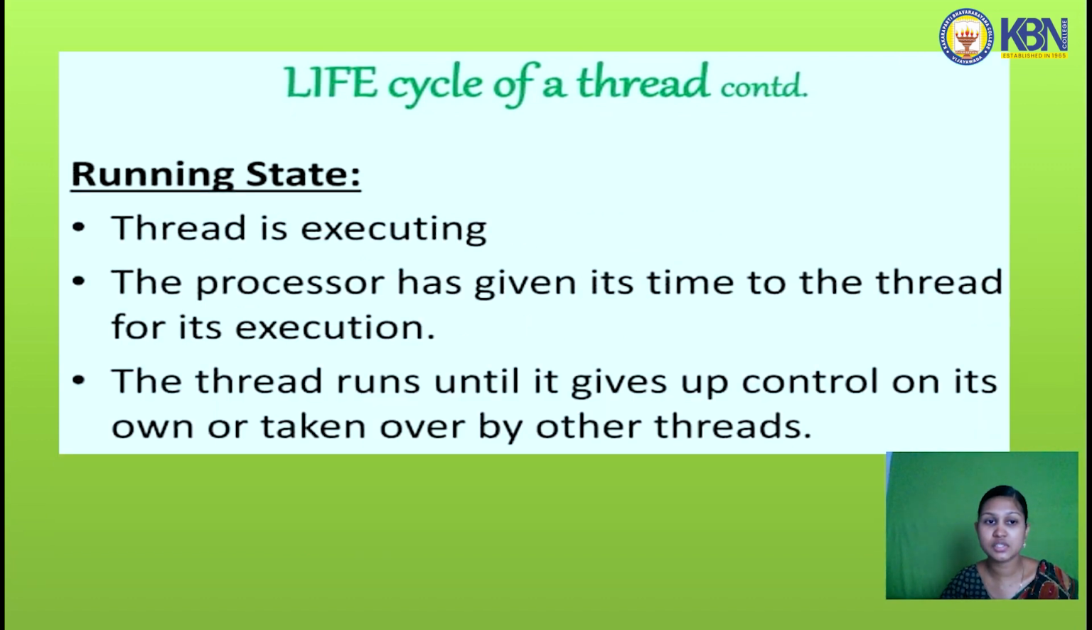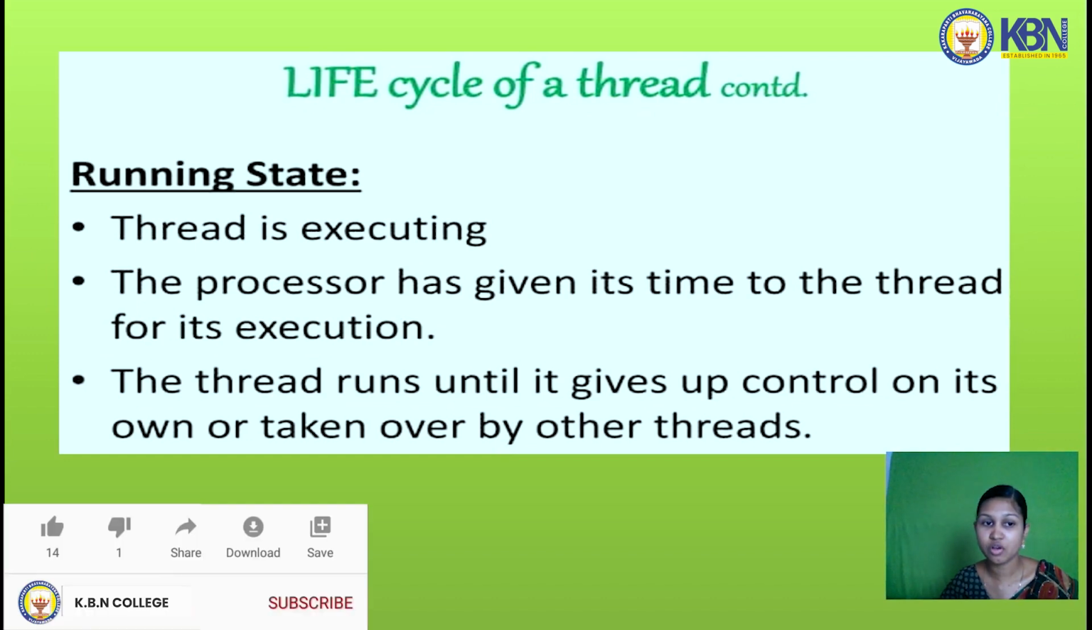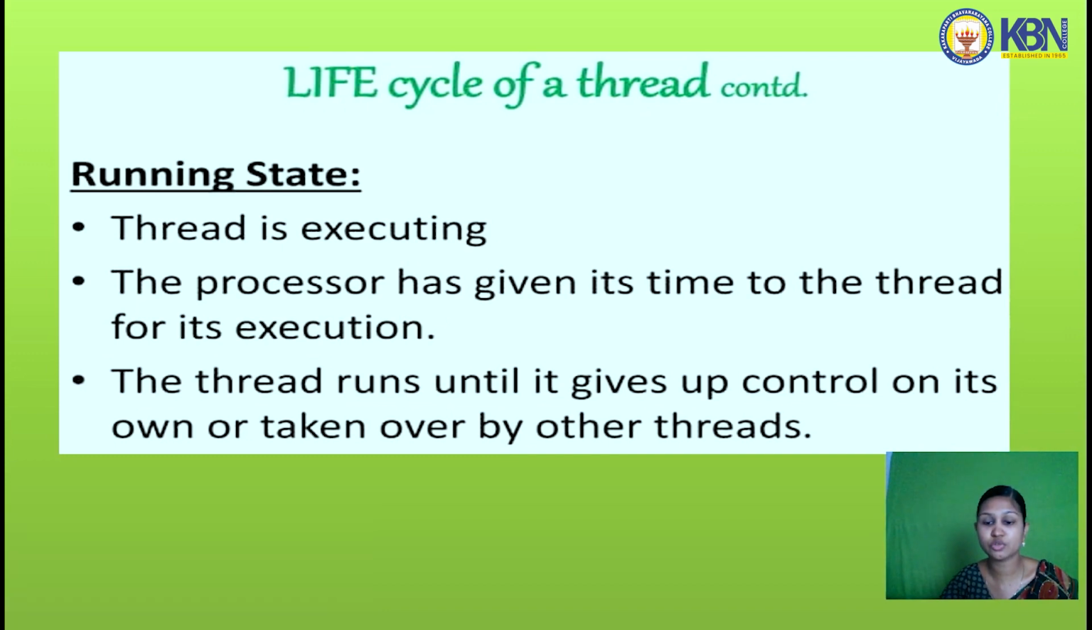What is the running state? The thread is executing. The processor has given its time to the thread for its execution. The thread runs until it gives up control on its own or is taken over by other threads. Finally, the running state means the execution is on the processor. The processor gives some time to each thread; when that thread is completed, another thread continues working for execution.